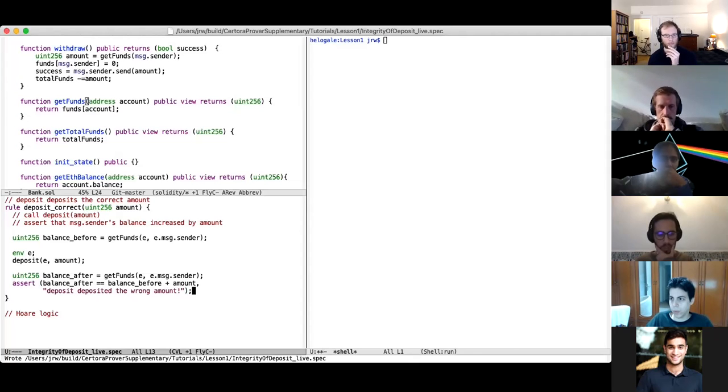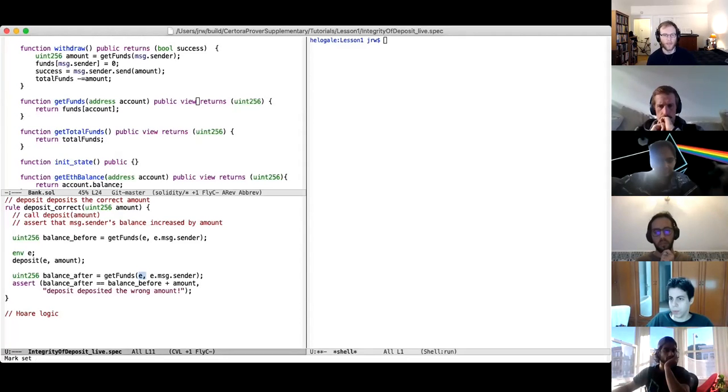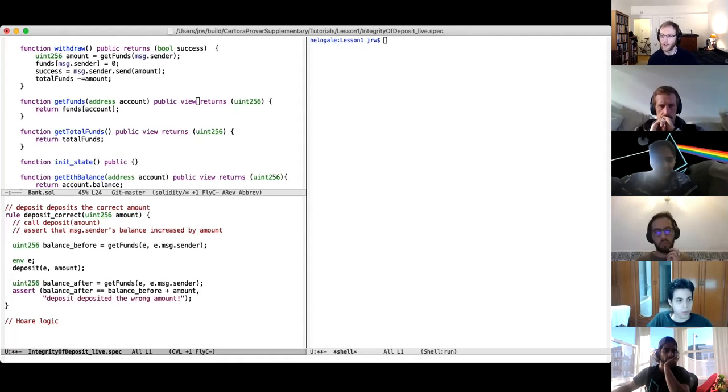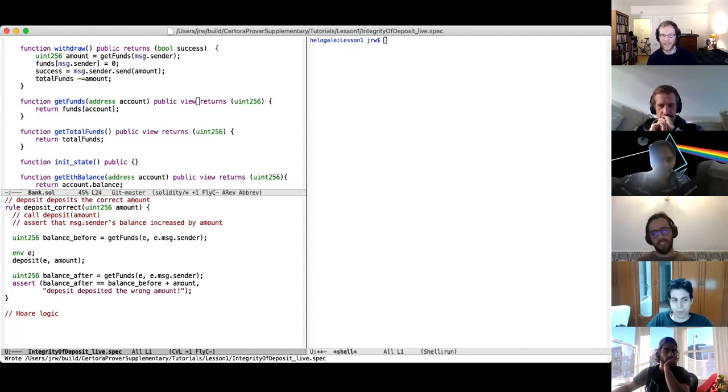Do we need the environment variable in the getFunds function? Because getFunds is a view function, we can actually use another feature of Certora to declare that getFunds doesn't need the environment. So you can set up your specification file to do that. I'm not going to do that because I'm going to screw it up and confuse you. But yes, you can. It's called env free, and if you declare getFunds in the spec file to be env free, then you can leave this off.